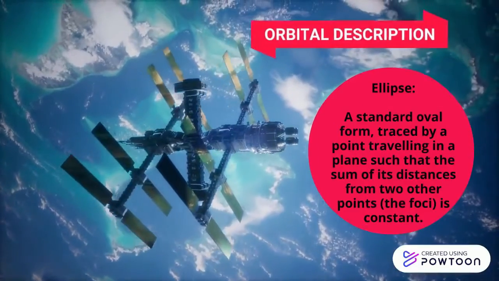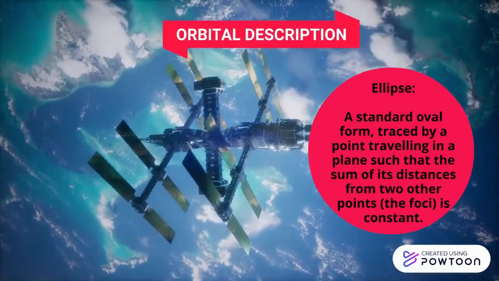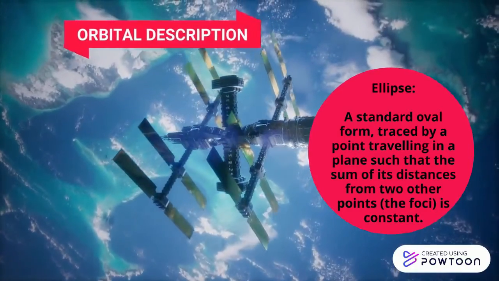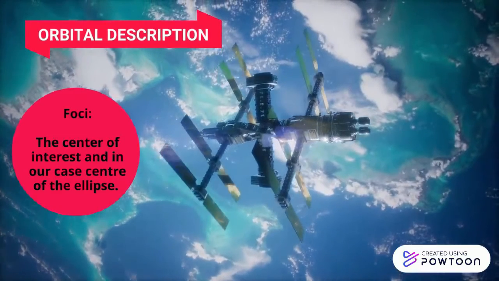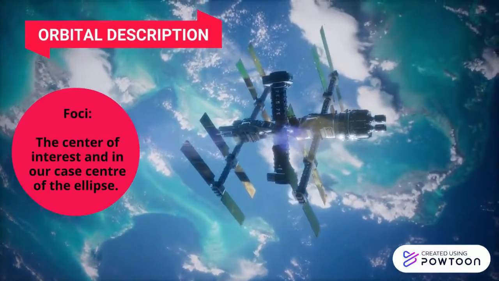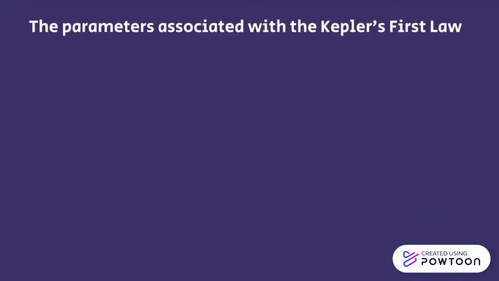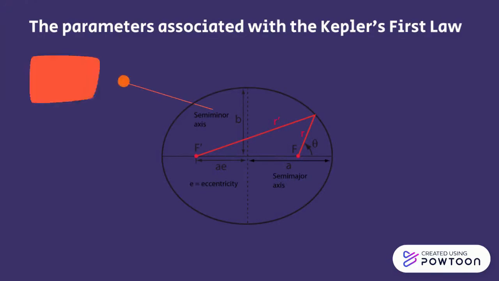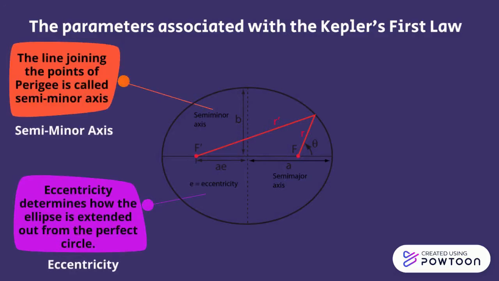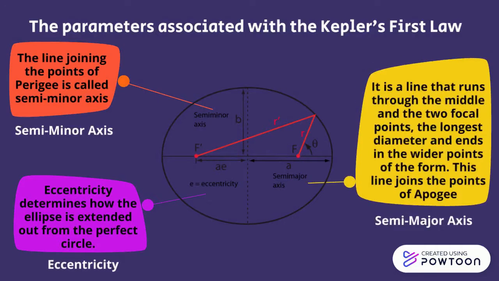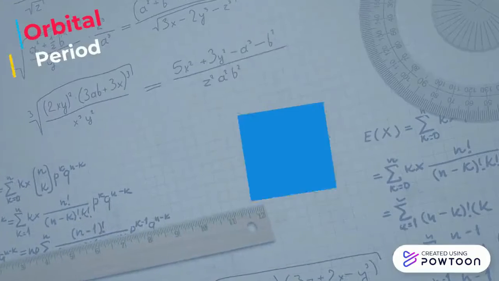Ellipse, a standard oval form traced by a point traveling in a plane such that the sum of its distances from the two points is constant. Foci, the center of the ellipse. The parameters associated with Kepler's first law: first, semi-minor axis; second, eccentricity; third, semi-major axis. Orbital period.